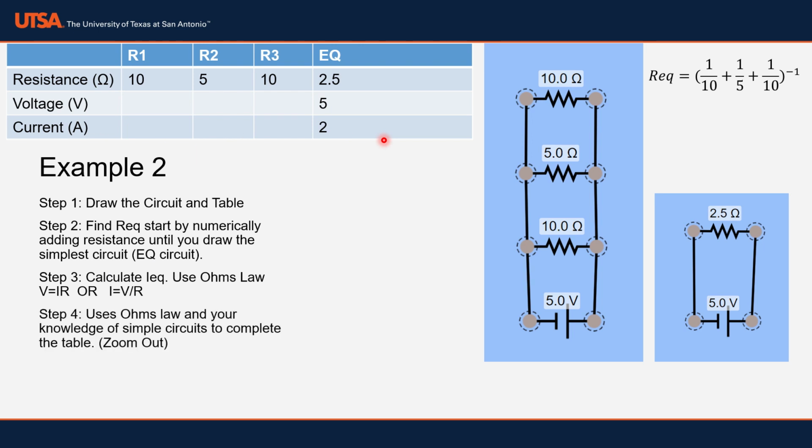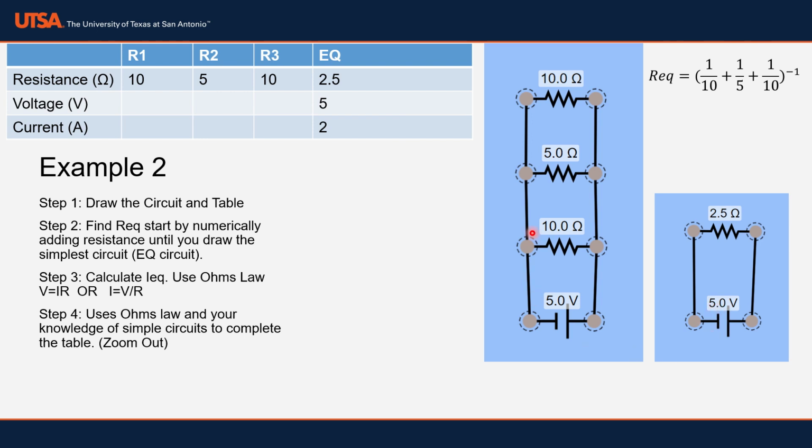And then step number 4, we're going to use Ohm's law and what we know about circuits, and we're basically going to zoom out. Here we're working with a parallel circuit. What do we know about a parallel circuit? When you're working with a parallel circuit, your voltage is constant. So we're going to look at this and say, okay, our voltage is constant. I know that for a parallel circuit, that's 5. So this is 5 volts.